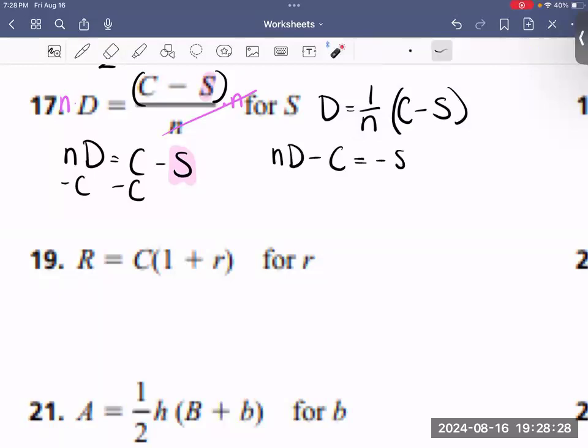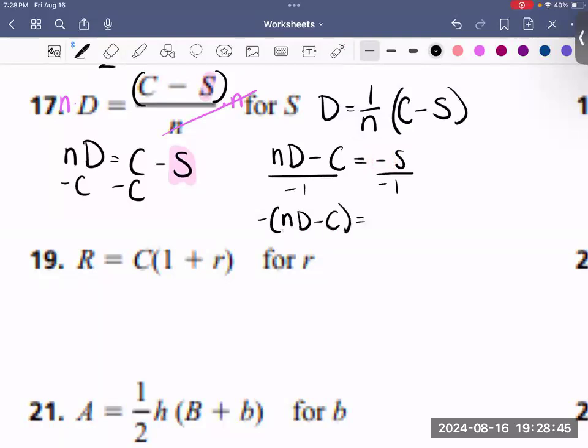Now you need to take care of this negative side. So we can do that in one of two ways. You can either divide out this negative by putting a negative and then parentheses around this whole expression to be equal to S, or you can distribute that negative in and have negative nD plus C, or a better structure would be C minus nD.